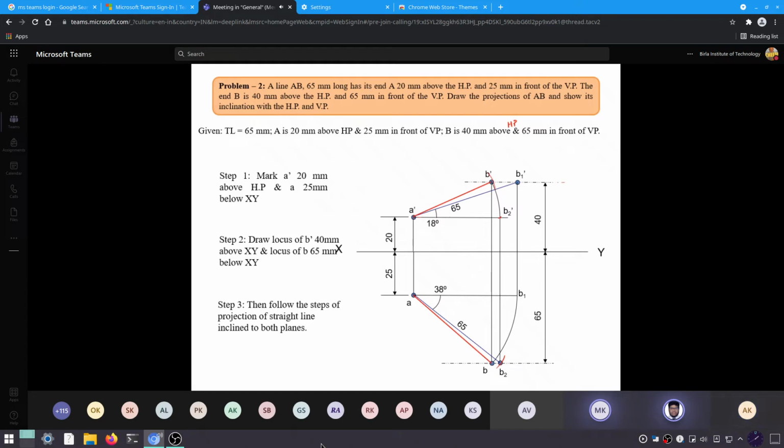Well, for inclination, if we use Pythagoras theorem, this is long. Wait a minute. Voice is not very clear.